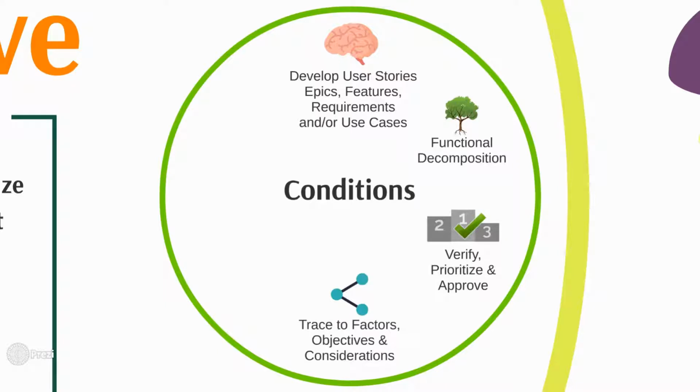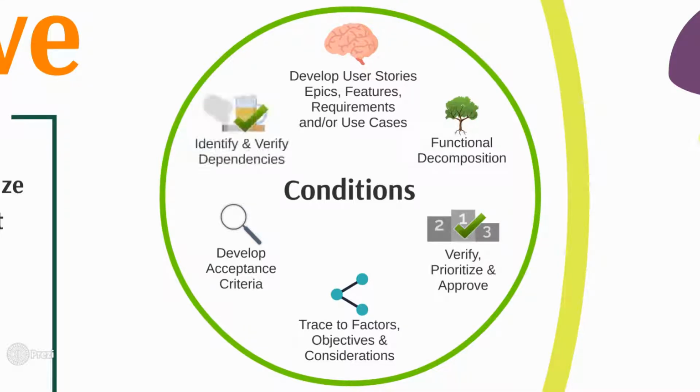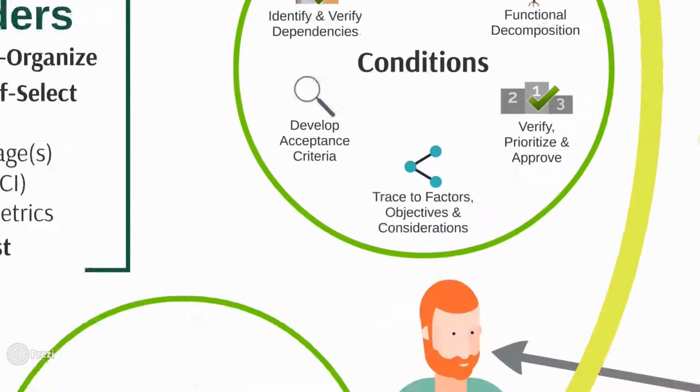Conditions are traced back to factors with their corresponding objectives and considerations in order to provide context. If no link is found, the condition is outside the scope and either it is rejected or the scope is expanded. Acceptance criteria are developed in the form of test cases. Conditions often have dependencies on other conditions, which are identified and verified.